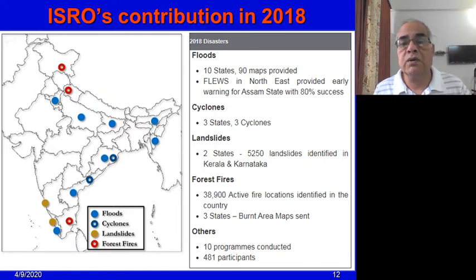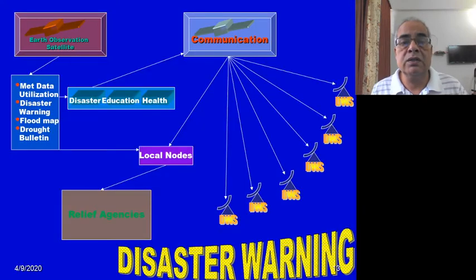For example, in 2018, specifically for disasters, they covered about 10 states, prepared 90 maps, and used a flood early warning system in the northeast, providing warnings with about 80% success. They gave early warning in the state of Assam. For cyclones, these eastern coastal states face the problem of cyclones. Three cyclones were predicted and warnings given, and those were implemented, along with landslides, forest fires, and other programs. This is how ISRO is coordinating.